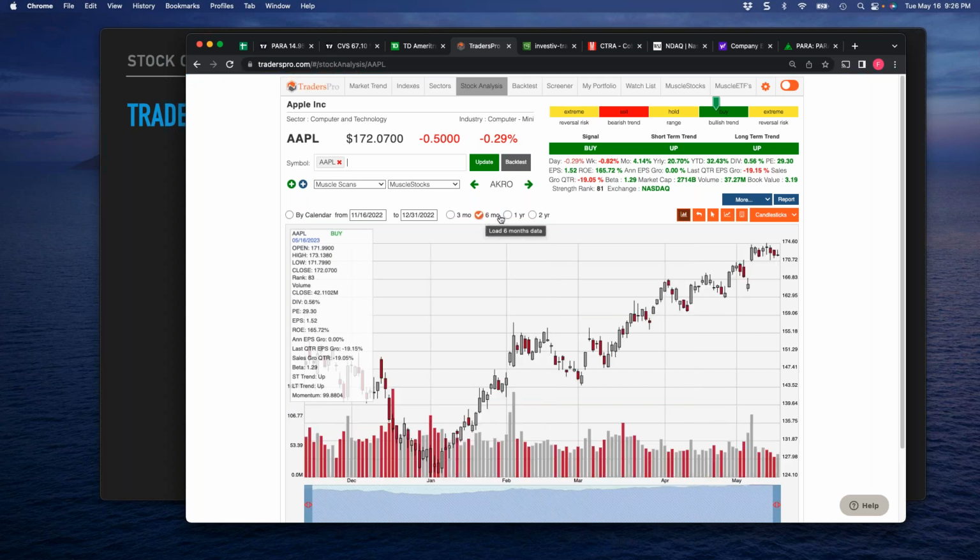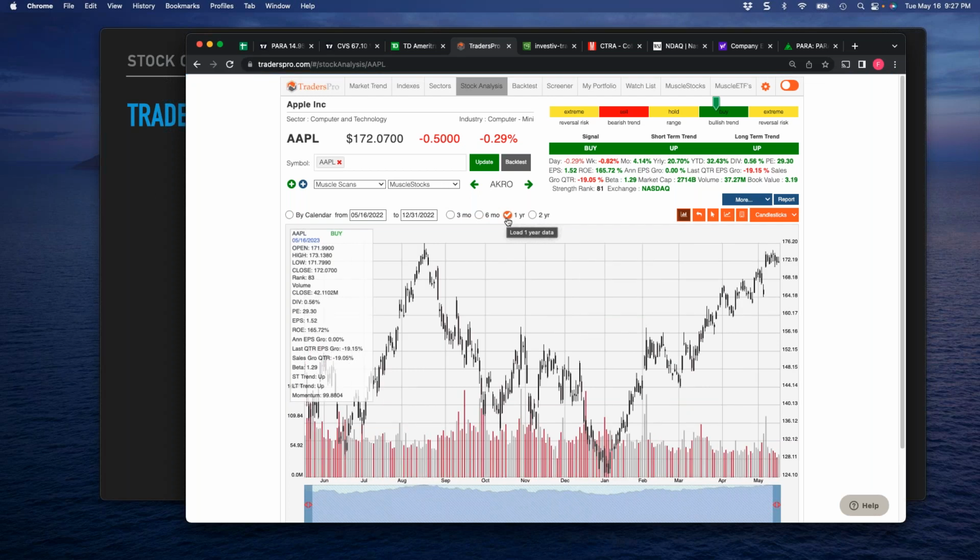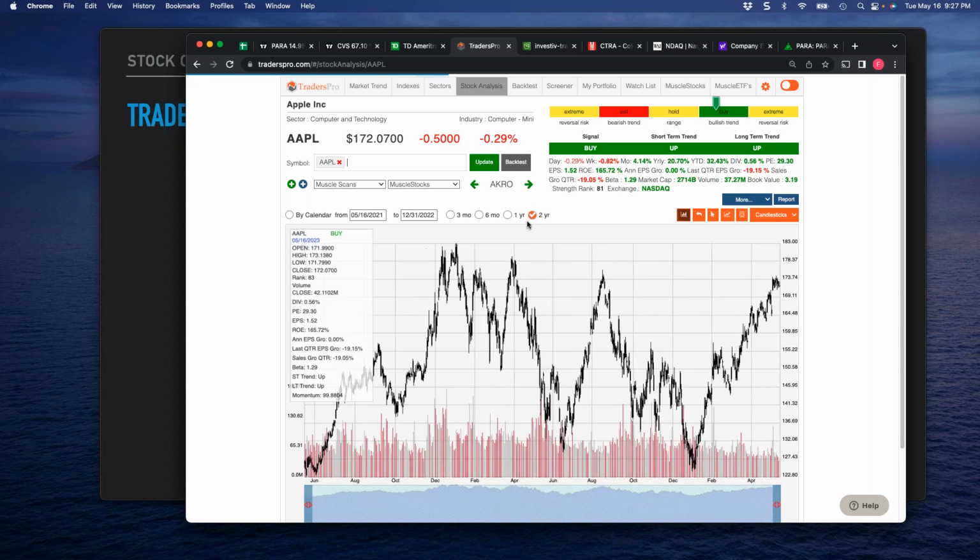Here's 6 months. Here's 1 year. I usually like to look at 1 year, but you can stick to the chart that you feel gives you a better view and understanding of the stock's current price action. You can go out as far as 2 years to really get a sense for what's been happening over a longer period of time. You also have the ability to set a custom time period for any stock that you're looking at.